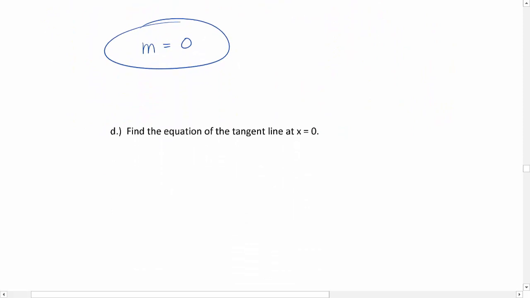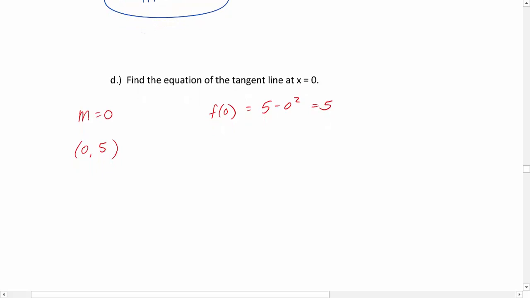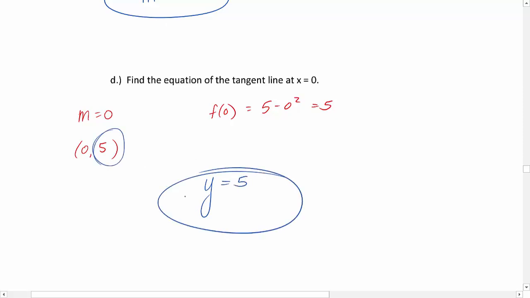In part D, we want to find the equation of the tangent line at x equals 0. So this is just like our part B. In order to write the equation of a line, we have to have two things. We have to have a slope, which we have, and a point. Well, we have the x-coordinate, but to find the corresponding y-coordinate, we're going to plug into our function, and we get the y-coordinate to be 5. A slope of 0 means that we have a horizontal line. Horizontal lines are always y equals a number, and the number we're going through is 5. We get y equals 5.